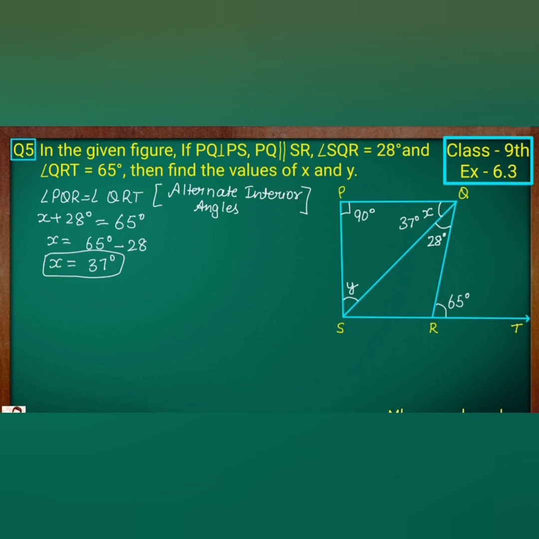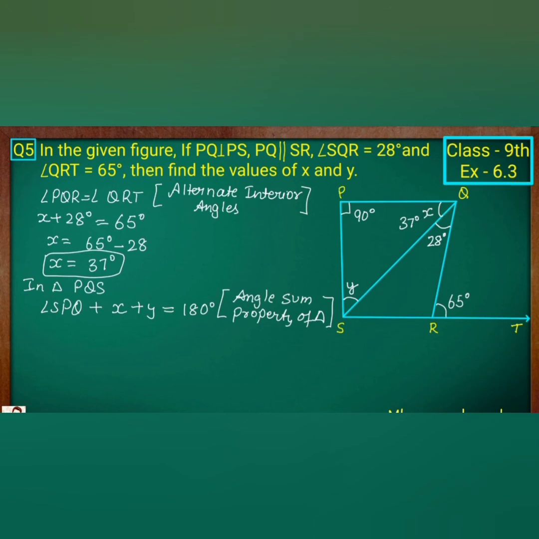So now you just concentrate on finding the value of y. For that you can select the triangle PQS. Here you can use the angle sum property. By using that angle sum property you can find the value of y. So what's the angle sum property? Sum of the angles of a triangle equal to 180 degree. So just select the triangle PQS, here you are going to use the angle sum property. Angle SPQ plus angle x plus angle y equal to 180 degree, because that is the angle sum property.